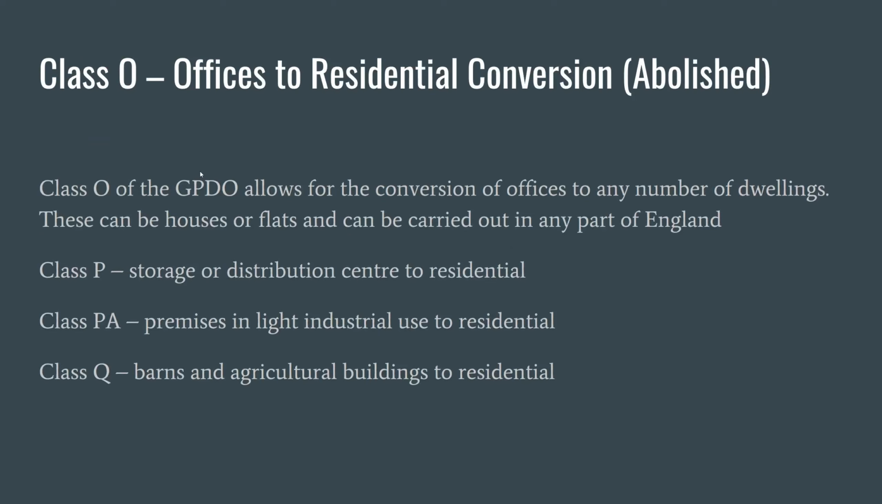There are other uses as well, like for example, Class O, office to residential, Class P, storage or distribution to residential, Class PA and Class Q. Now, storage and distribution, and we're looking at light residential as well, that can be a tricky scenario now. For example, under the London Plan, this storage or distribution or premises in light industrial may be within a strategic industrial location. So this is something that you'll need to check. Is it within a strategic industrial location? If it is, the chances of converting that is limited.